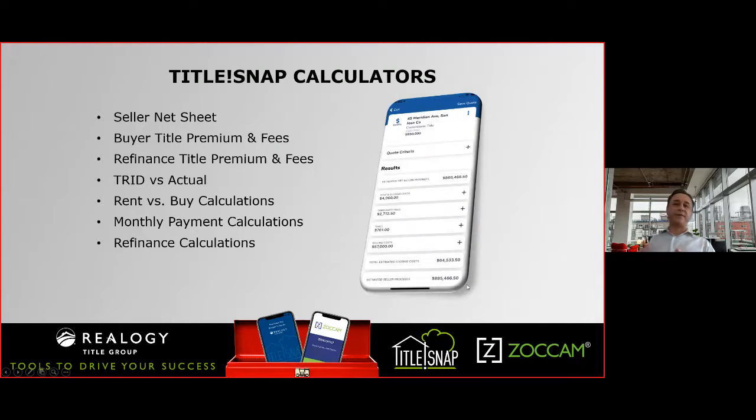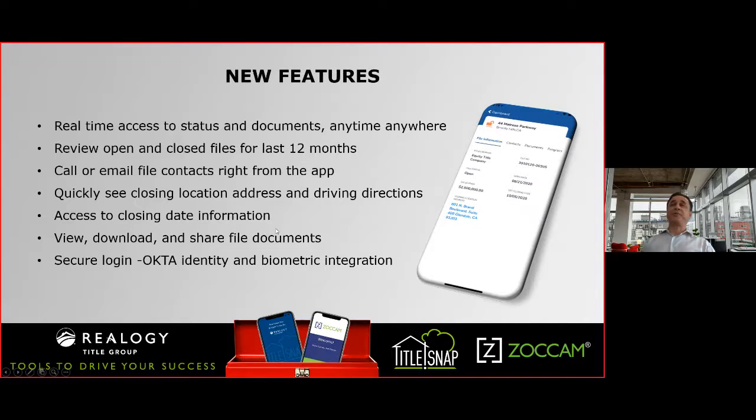So again, TitleSnap for a very long time was a quote engine for us, and it allowed you as an agent to create net sheets and to help with other calculations when you were working with your clients. So you can see here there's 7 calculators that we offer. Again, we're super excited about the new features that TitleSnap is now going to be offering you. So again, the #1 feedback we hear from our clients is that they want better communication, and so we've enhanced TitleSnap to do that for you. So for example, if you need to send a seller a copy of a closing statement, we now give you access to view, download, and share files with your clients of your transaction.